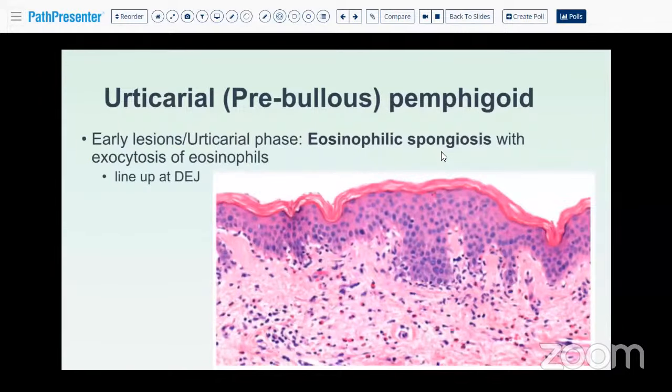One thing that I'll mention about pemphigoid as well is that there is a so-called urticarial form of bullous pemphigoid. So before it becomes a blister, and sometimes it's biopsied at this stage, it's important to recognize. So the early lesions often present with eosinophilic spongiosis. So you'll have some spongiosis in your epidermis, sometimes with eosinophilic exocytosis into the epidermis. And a nice clue is that your eosinophils will tend to line up at the dermoepidermal junction. So you see here some eosinophils right at the dermoepidermal junction, lining up like an army ready to attack that junction. That is a helpful clue for urticarial pemphigoid.